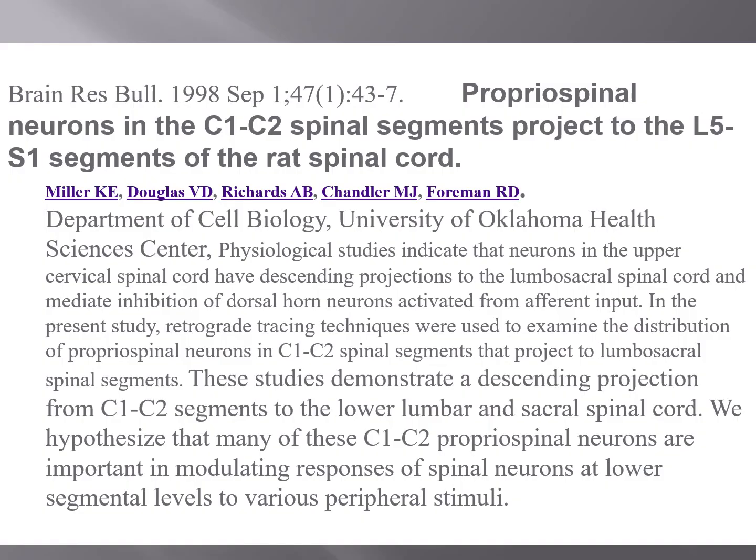This is just a little bit of research I found on propriospinal tracts to support the Lovett Brother idea. And they found that these long propriospinal neurons at C1 and C2 go all the way down to L5 and S1 segments in the spinal cord of a rat. And a rat is a mammal, so chances are it's the same with us.